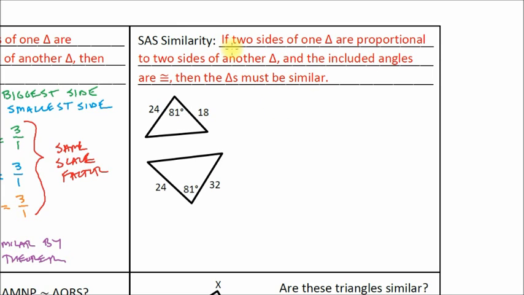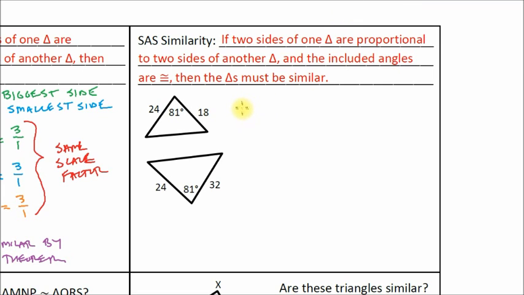description, except for now instead of the sides being congruent, they're going to be proportional. If two sides of one triangle are proportional to two sides of another triangle and the included angles are congruent, then the triangles must be similar. So remember, included angle means the angle in between the two sides. So let's go ahead and follow our strategy for this one.